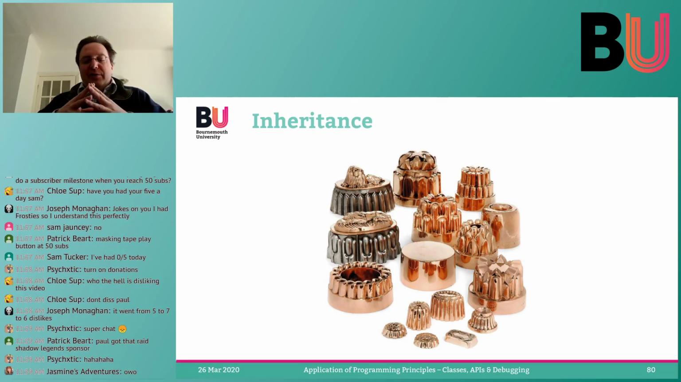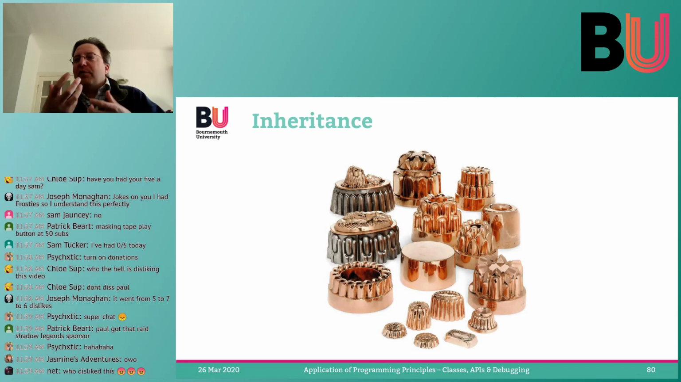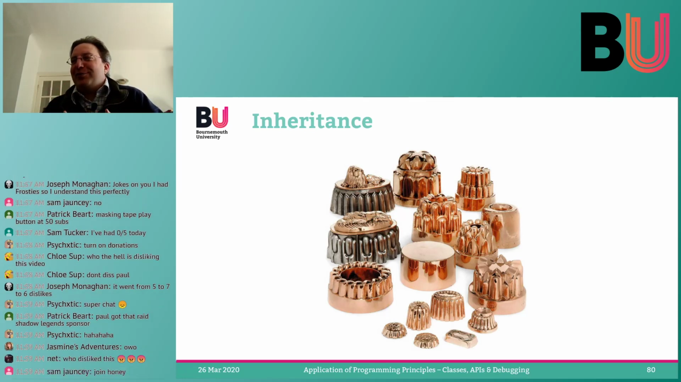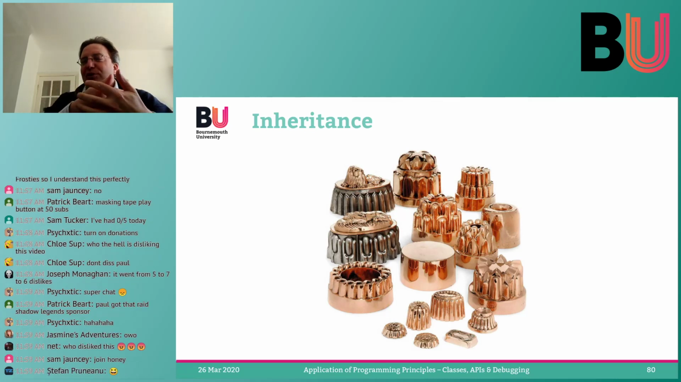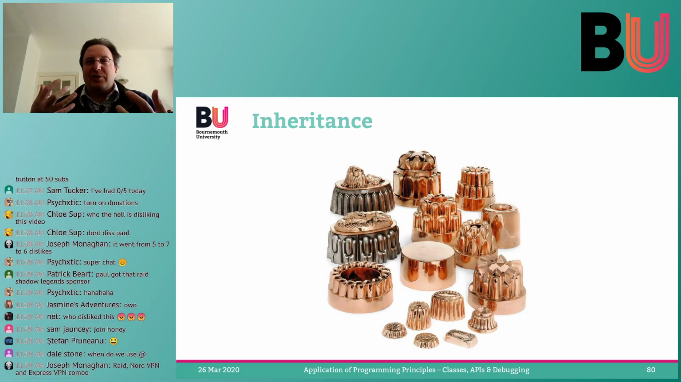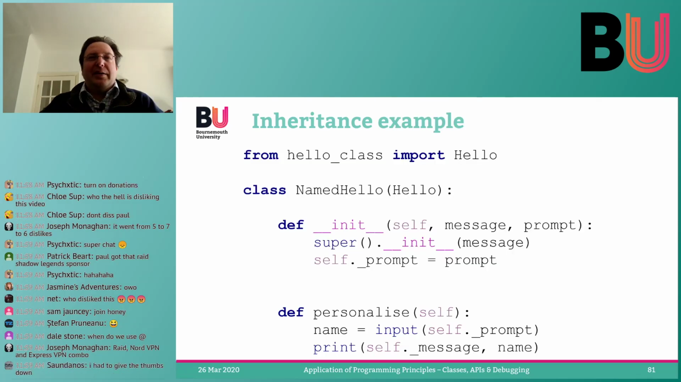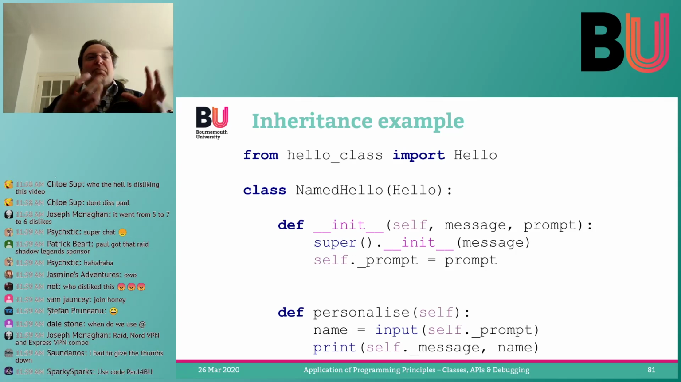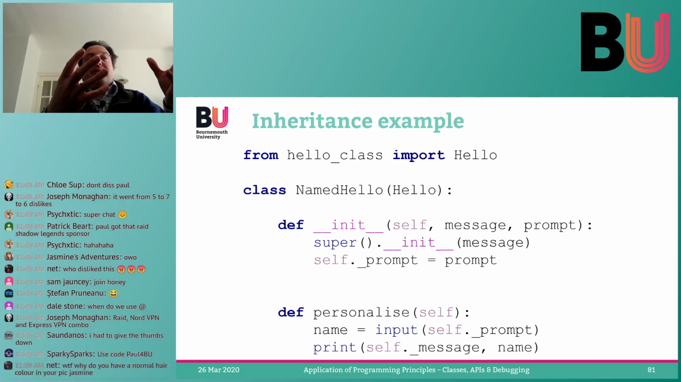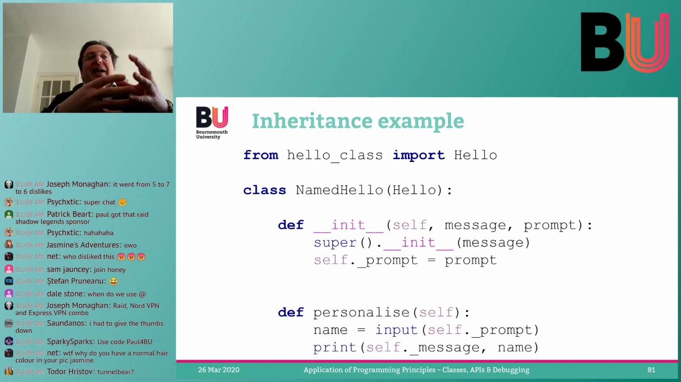So inheritance. Sometimes you have a number of classes that work together. That's about inheritance. You can have a class that takes the functionality of another class, and that is what we use inheritance for. So we start out with, okay, we import the class Hello from the file hello_class.py.